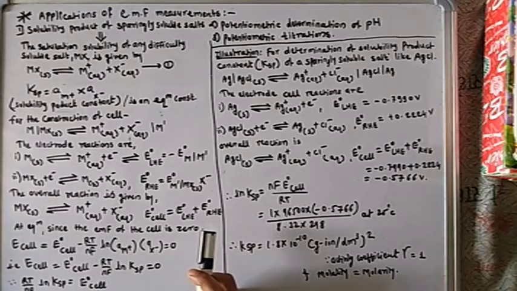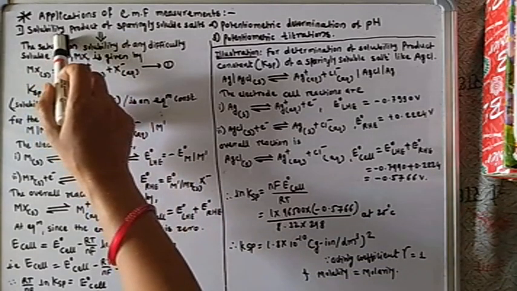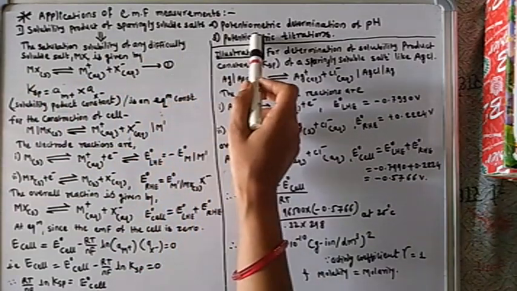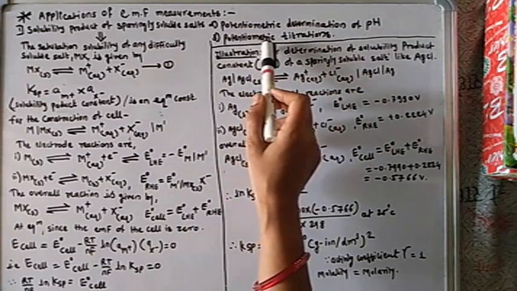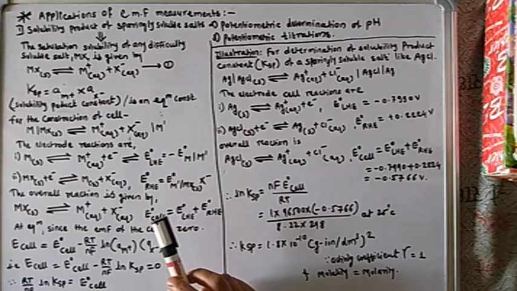Hello students, in this video we are going to see the applications of EMF measurement. We consider three applications. The first application is the solubility product of a sparingly soluble salt. The second application is potentiometric determination of pH. The third application is potentiometric titration. Let me discuss them one by one.